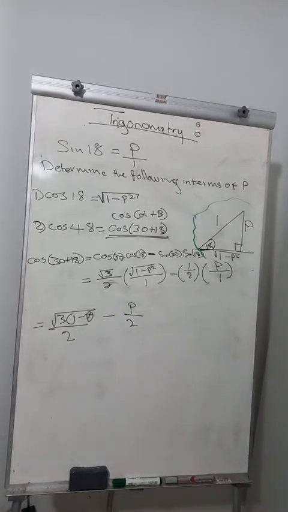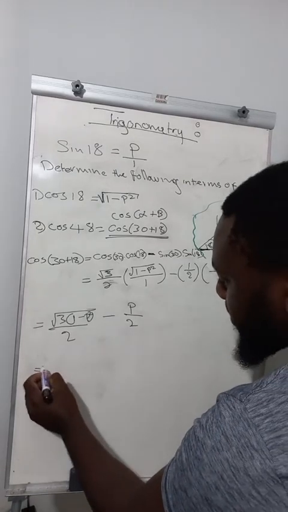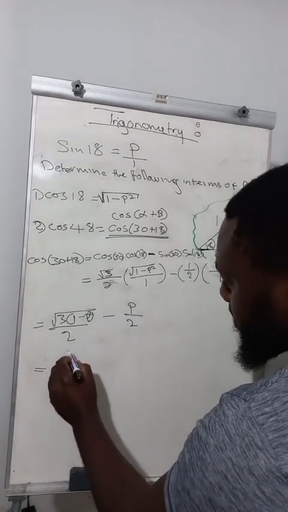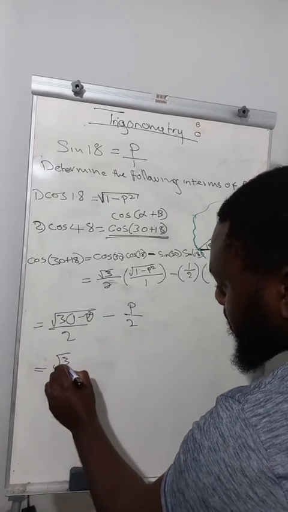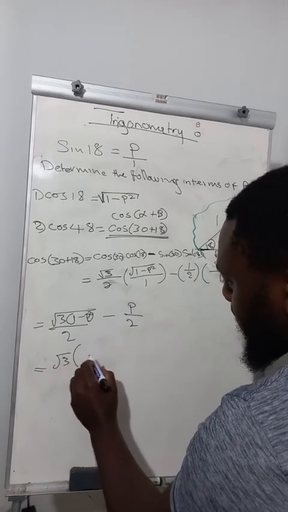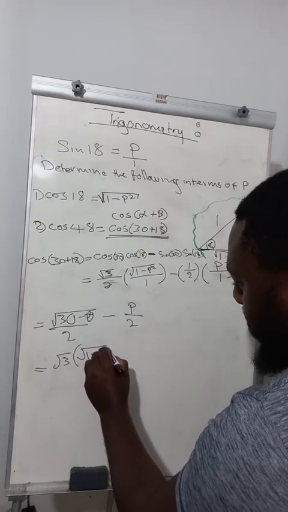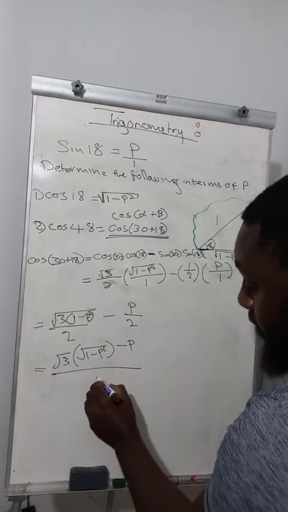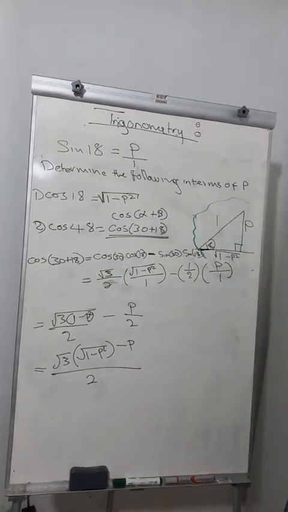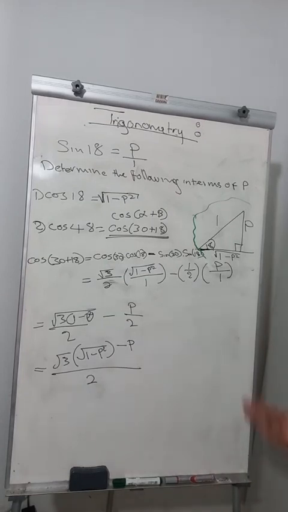Then from here you can simplify this. Here I'm seeing that there won't be anything which will cancel. I'll just place this on the outside, and say this is the square root of 1 minus p squared, and then minus p, divided by 2. So now this is your final answer.